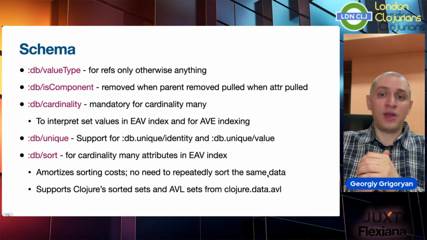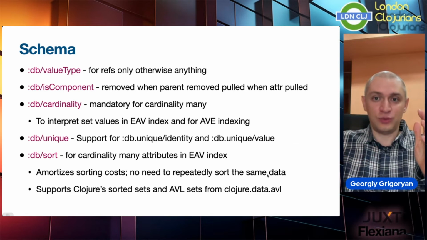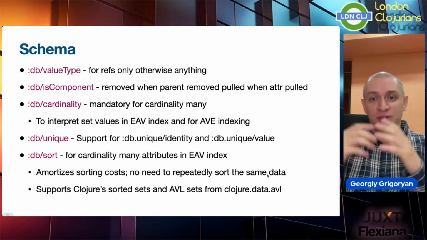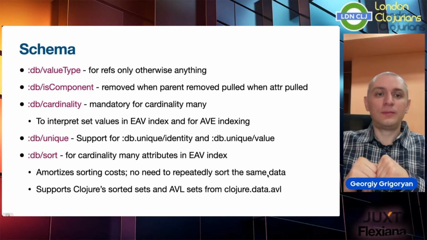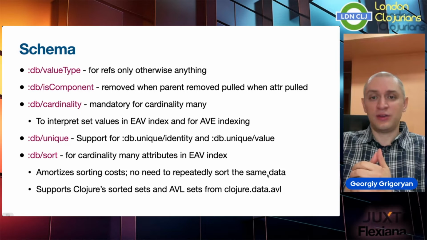And similarly for AV indexing, we need to know, do we just index the one attribute, or is this supposed to be many attributes in the set, the outermost set, of course. DB unique. This is for declaring unique identities and values. Otherwise, you don't have to declare it.